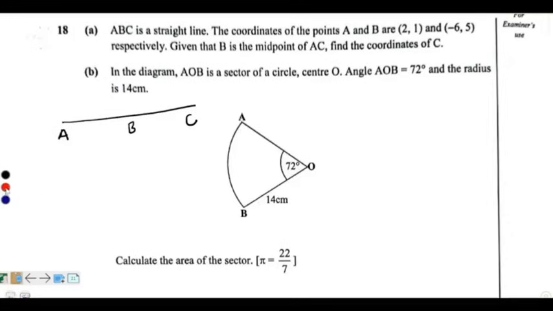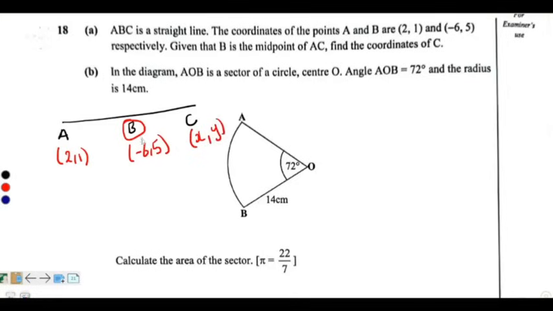So they are telling you that this point B is the midpoint, the one in the middle. Then we do have the coordinates of point A. The coordinates of point A are 2, 1, and the coordinates of B right here, which is the midpoint, are negative 6, 5. Then we don't know the coordinates of C, so we're going to say x, y. So here, how can you find the coordinates of C?